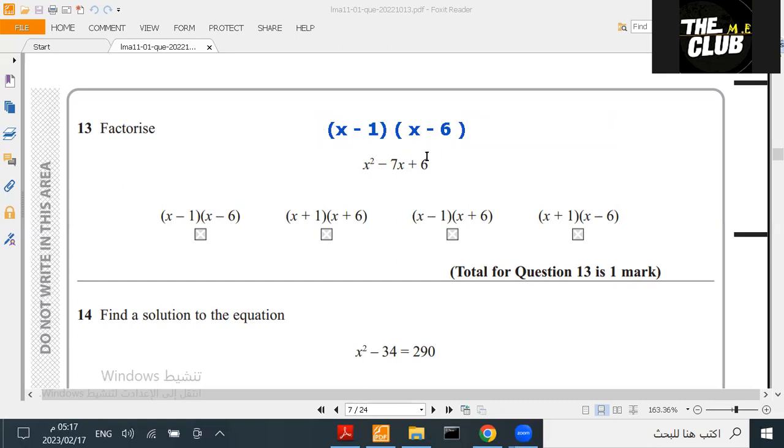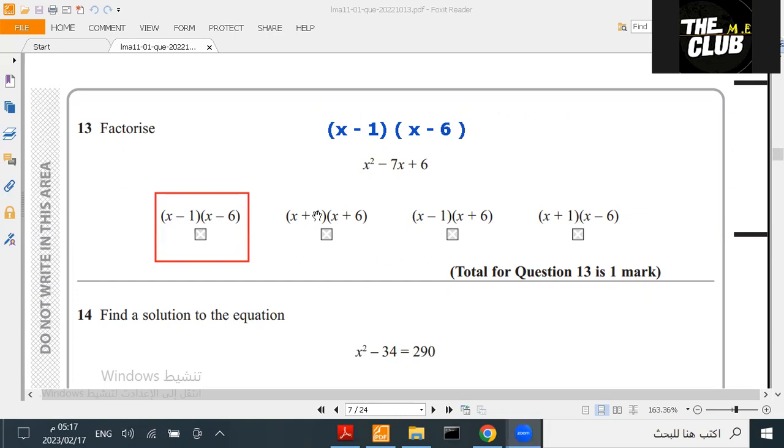Why minus minus? Because the last one is positive. Positive means addition. When do you add? When you have the same signs. And the answer of the addition will be negative 7. When you add negative 1 and negative 6 it is going to be negative 7. And this is the answer for this question. So (x minus 1)(x minus 6). This is the answer for question 13.